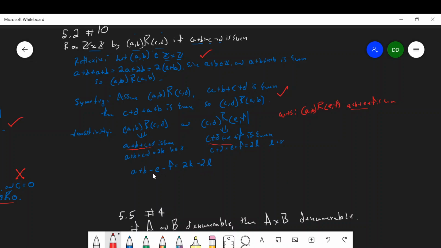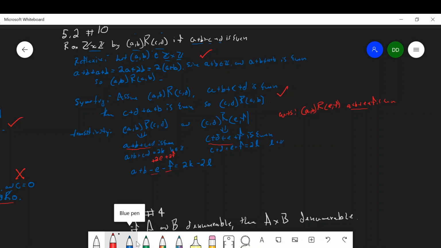Now here I don't quite have what I want. I want plus E plus F. Well, how can I change a minus E to a positive E? What can I add to this to get to a positive E? Well, I could add 2E to this. So this is the strategy here. I'm going to add 2E and I'm going to add 2F. And maybe you can see then, since I'm adding a multiple of 2 to these, it's going to preserve its parity. It's going to preserve the fact that it's even.